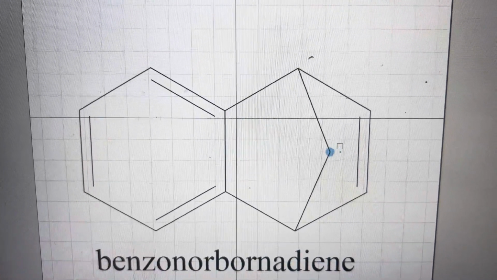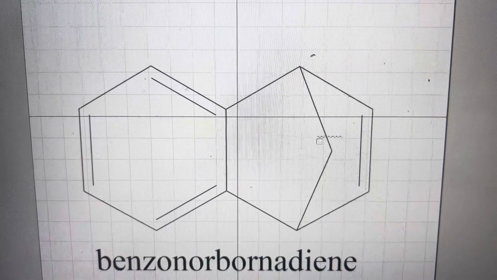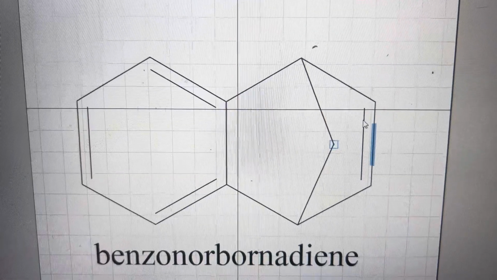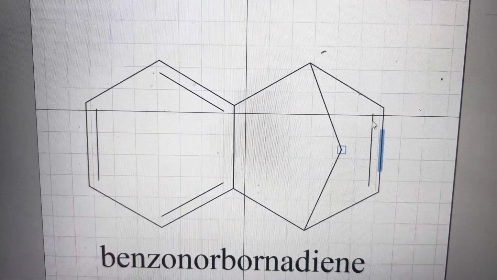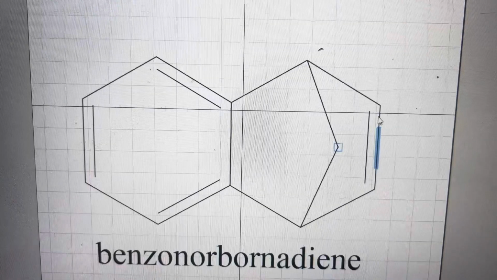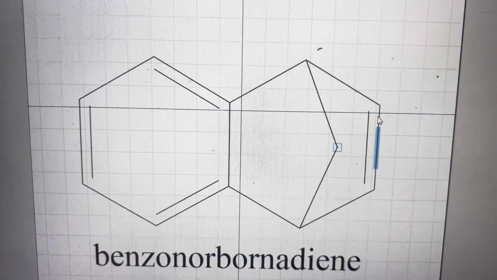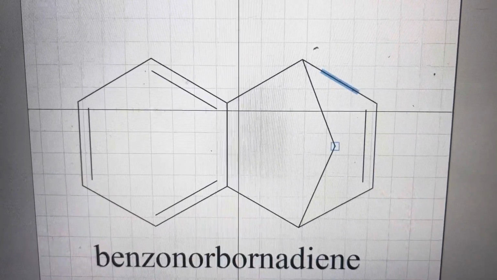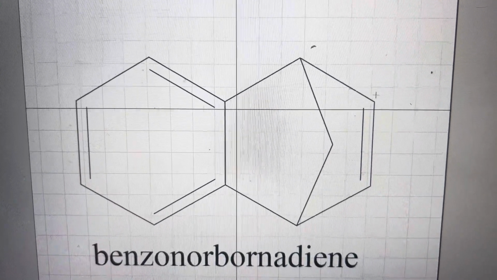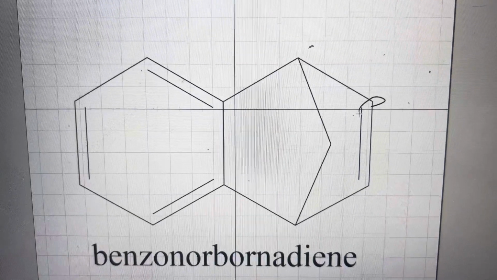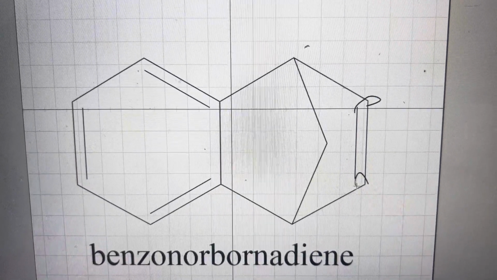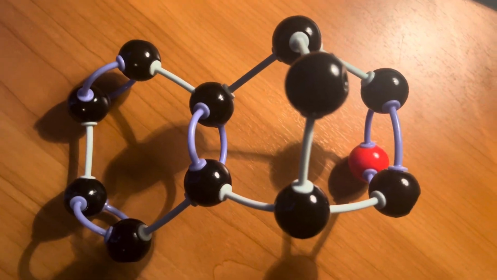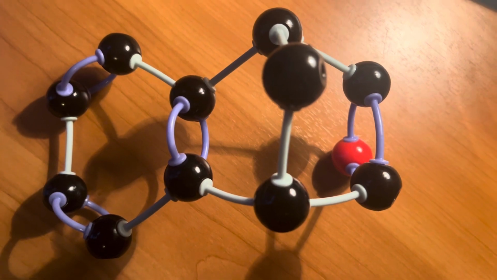This is a bridging carbon in the ring, this one, and this is the double bond. So when m-CPBA, metachloroperbenzoic acid, reacts with this molecule, this double bond breaks and oxygen attaches to these two carbons, this one and this one. So the epoxidation has taken place and now we have an epoxide.